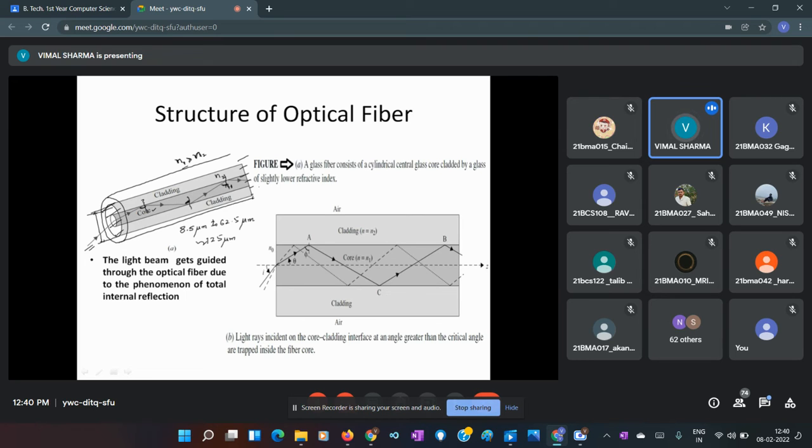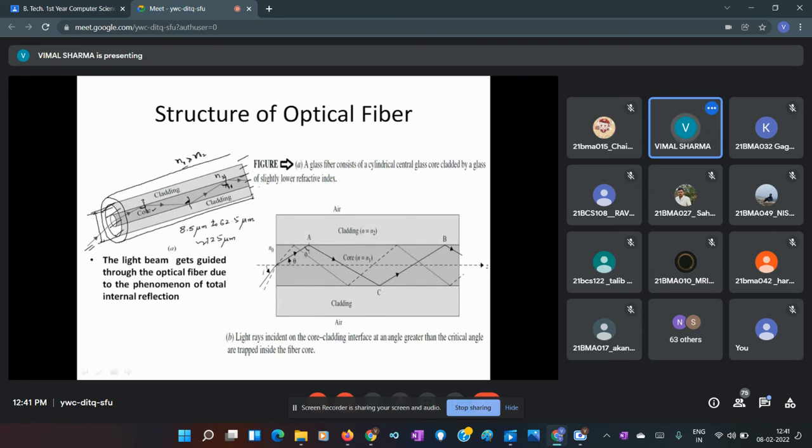Then we have the outer part, which is the cladding, and the importance of cladding is it helps in confining the light within the core region. Because when will total internal reflection happen? Total internal reflection will happen at the core cladding interface, where the refractive index of core and cladding both play a role. So this confines the light within. And then we have the outermost part. As I said already, it is to protect this optical fiber.